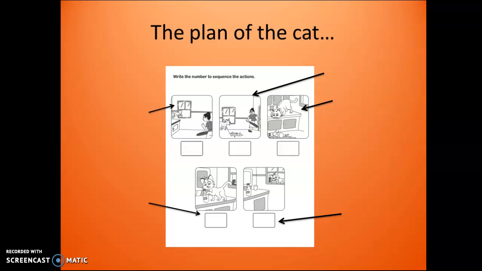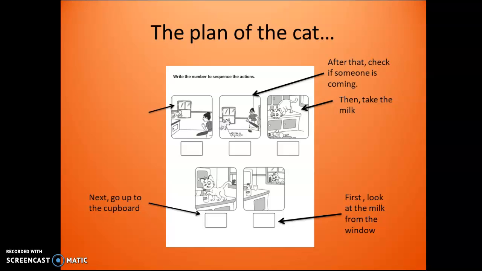We have another example. This is a funny story. The plan of the cat. So we have here the first picture that is first, look at the mug from the window. Next, go up to the cupboard. Then, take the milk. After that, check if someone is coming. And finally, leave from the kitchen through the window.